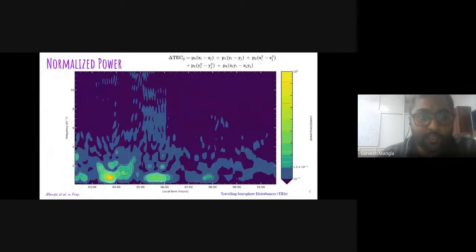Here I plotted the normalized power as a function of local time and temporal frequency of oscillating modes. Here most of the waves are seen with periods of 20 minutes to 2 hours. This is roughly consistent with the medium scale TIDs.